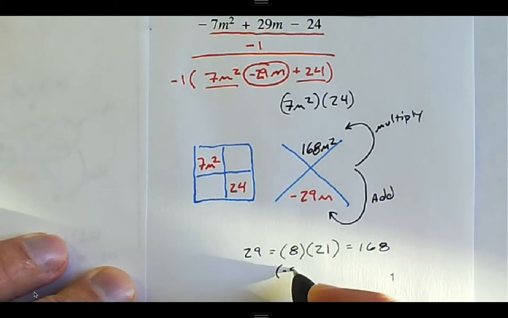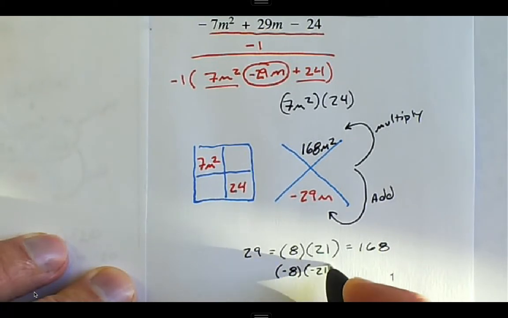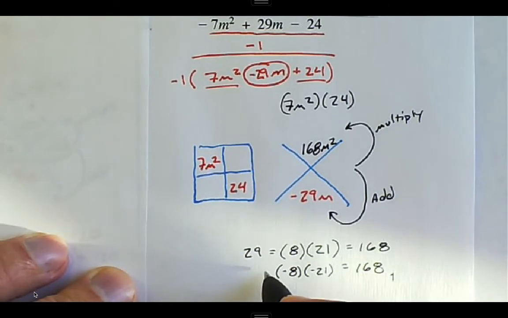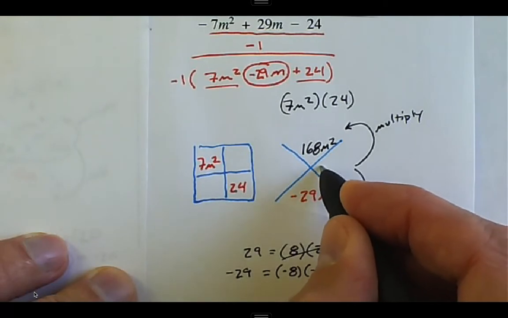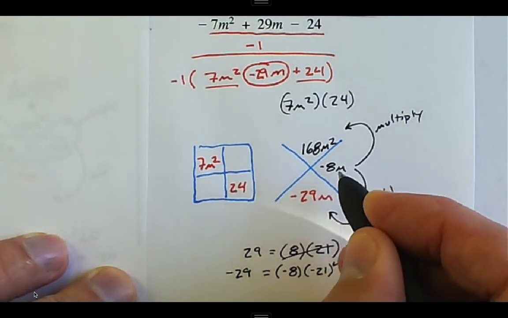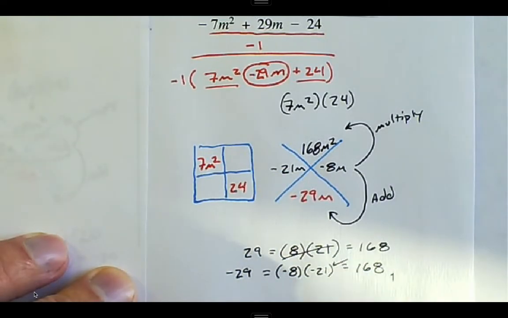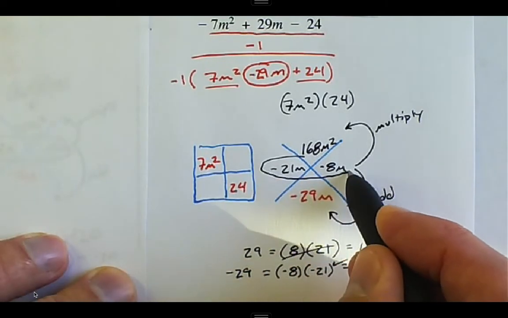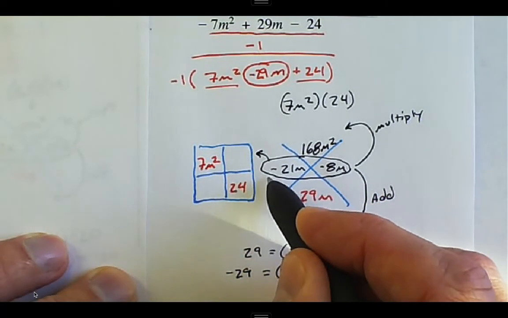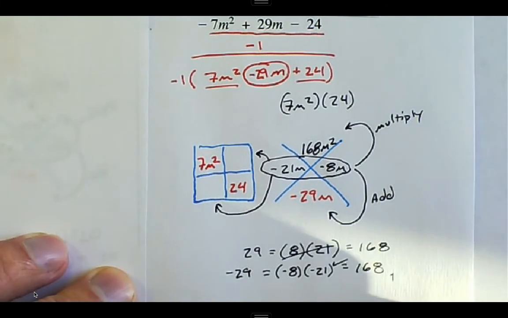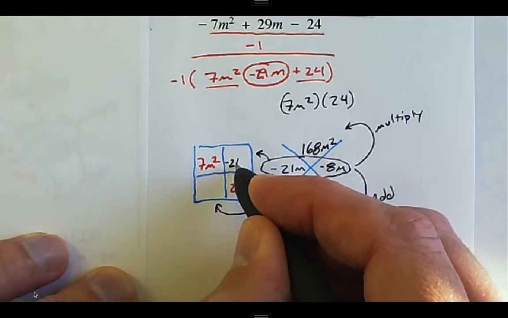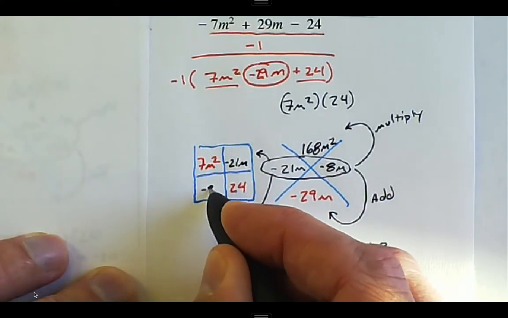Okay, what if we make them both negative? Negative 8 and negative 21. So negative 8 times negative 21 is still equal to 168, and now when we add them together it's negative 29. So positive 8 and 21 don't work, but negative 8 and negative 21 do. So negative 8m and negative 21m. These two numbers, it doesn't matter which one, but one of them has to go here and one of them has to go here. So I'm going to put negative 21m there and negative 8m there.